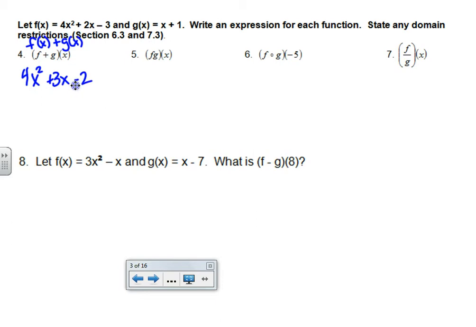And then it does say to identify any domain restrictions. This is a polynomial, so there are no domain restrictions. If you want to go ahead and list out the domain, it's negative infinity to infinity. The only one that's going to have a domain restriction is this problem right here.